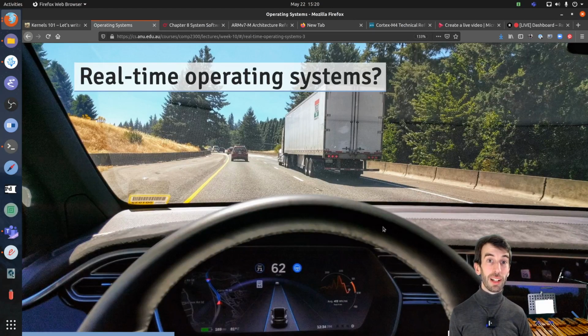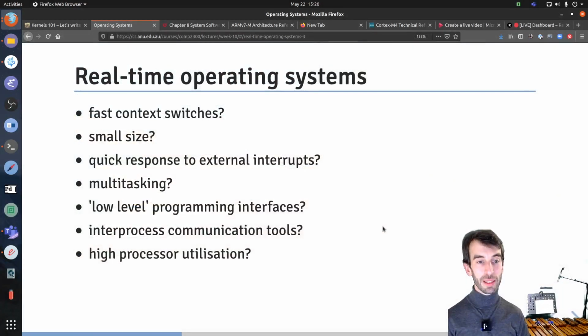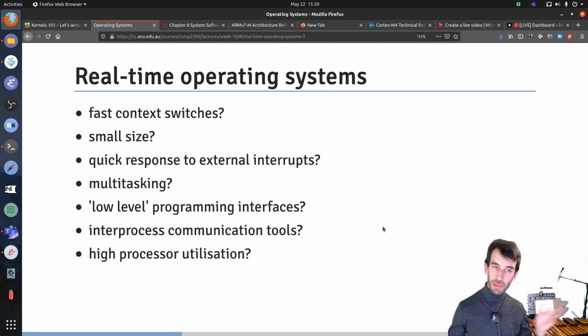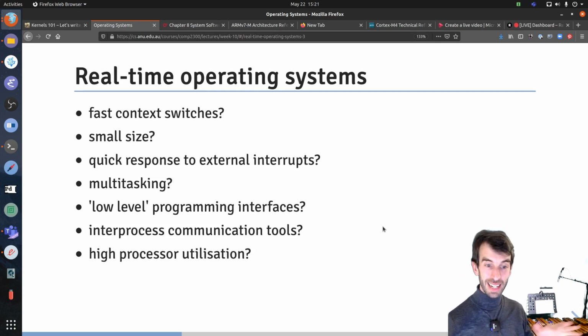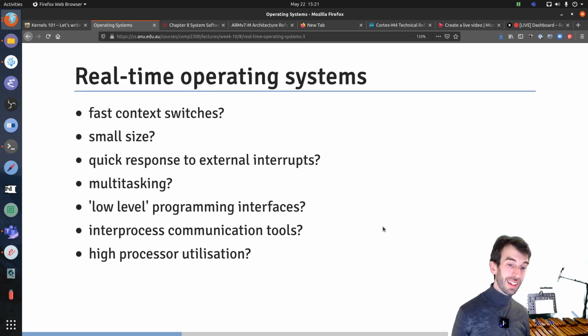What level of reliability we expect from these systems. So a few thoughts about real-time operating systems. What would you need for an operating system to be real-time? Maybe context switches to be fast. Maybe they should be small. Maybe they should quickly respond to external interrupts. Maybe they should be multitasking so you can handle lots of inputs and outputs. Maybe they should give you a low-level programming interface. Maybe they should be giving you inter-process communication tools. Maybe they should be very efficient and use the whole processor.